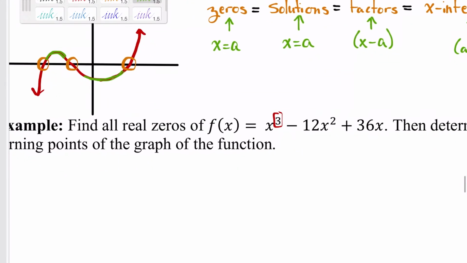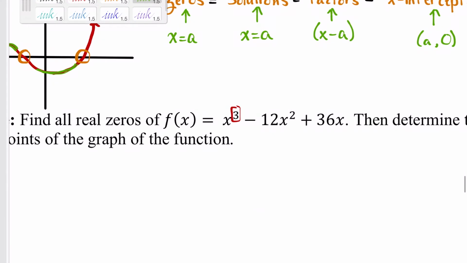So then this one, I have to find all the zeros first. I know the zeros are the same as solutions. They're the same as our x-intercepts. So I know that I'm basically putting my y value as 0, and then I'm going to be solving. So this is where all of our factoring skills come into play.